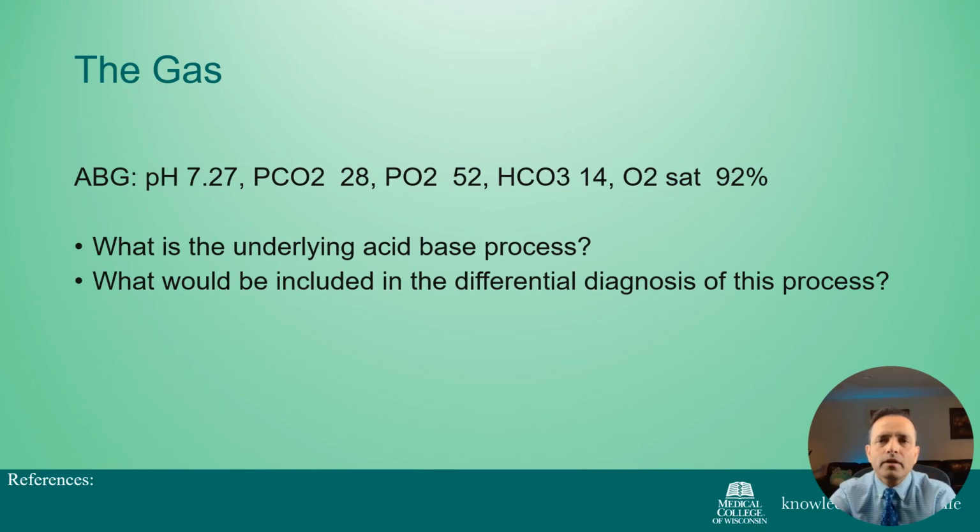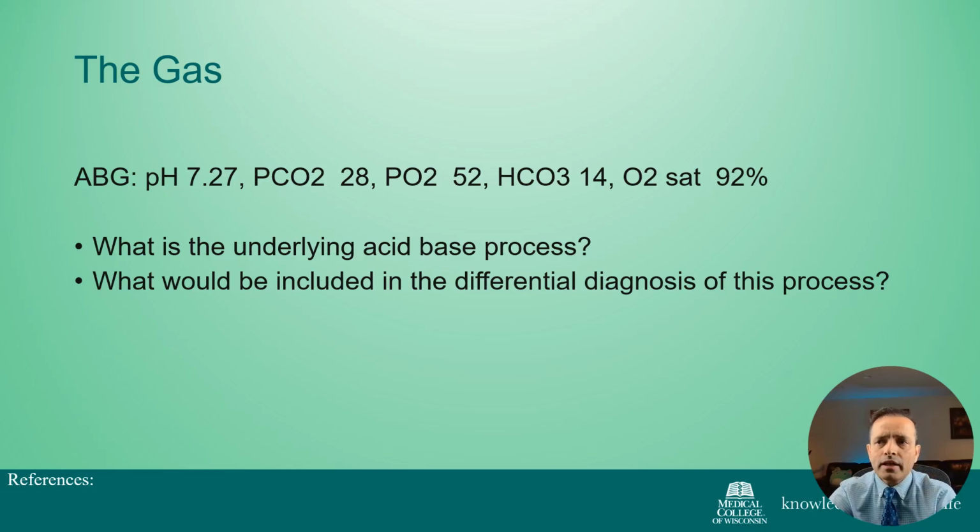So this is the blood gas you got. Patient has a pH of 7.27, PCO2 of 28, PO2 of 52, bicarbonate 14. Remember, bicarbonate in ABG is the calculated one, not the measured one, so you are not going to use this. And then oxygen saturation of 92%.